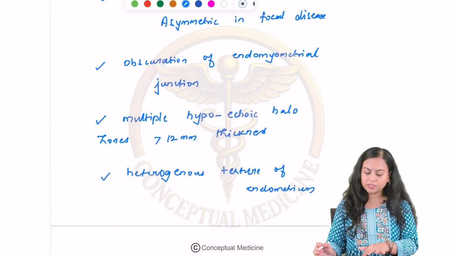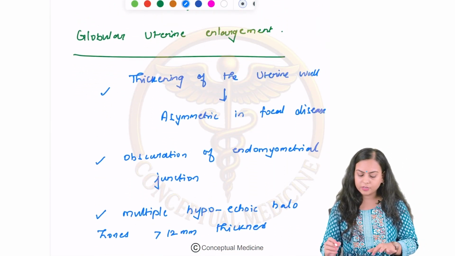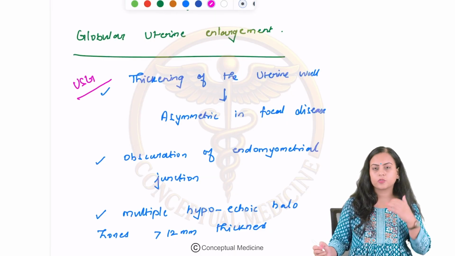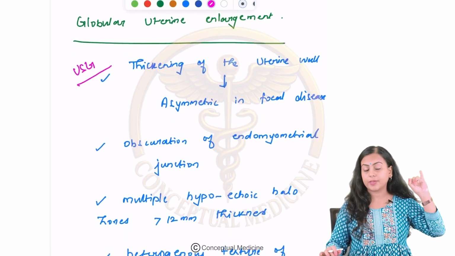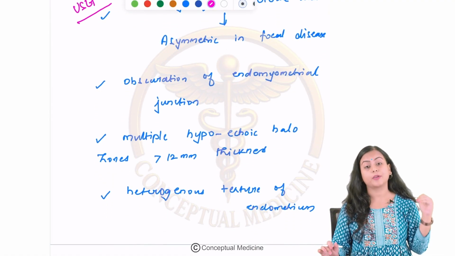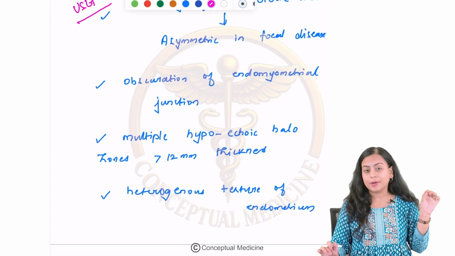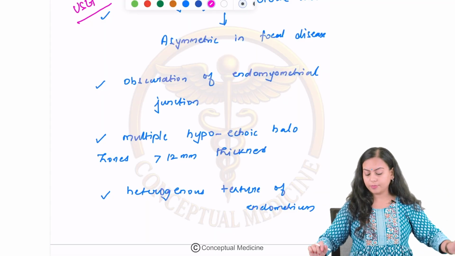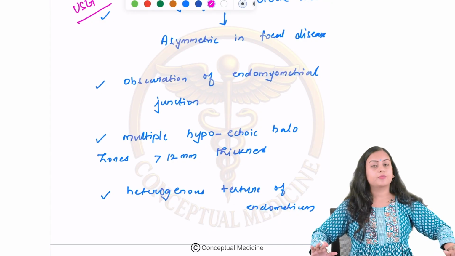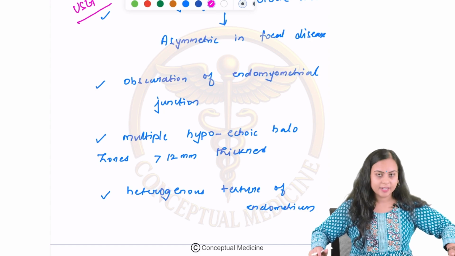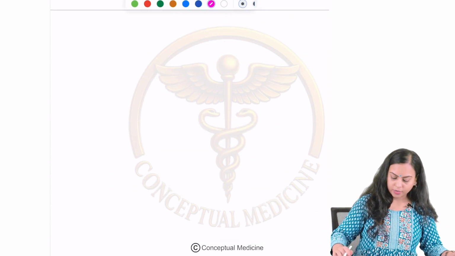Clear? So these are the ultrasound features you will have in fibroid. There will be thickening of the uterine wall, asymmetric in focal disease, there will be obscuration of the endomyometrial junction, there will be multiple hypoechoic halo zones of more than 12 millimeter in thickness, and there will be heterogeneous texture of the endometrium as well. Clear?